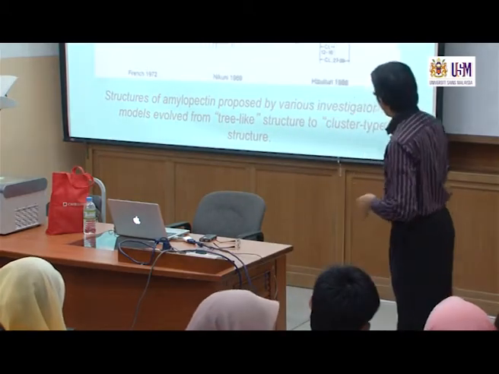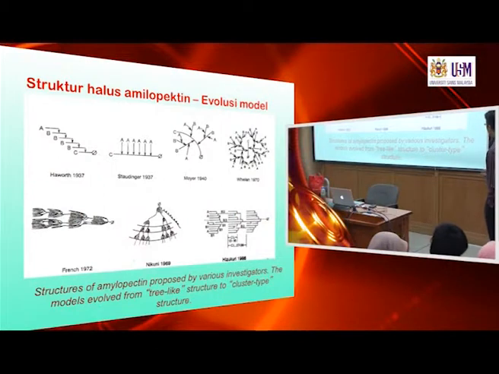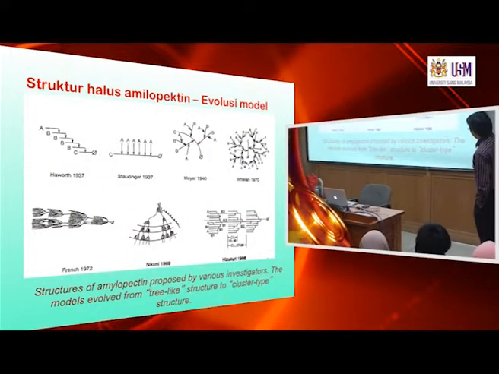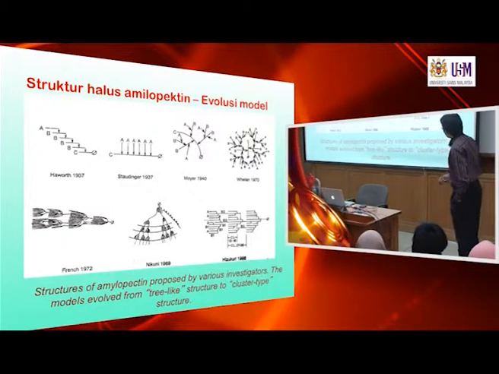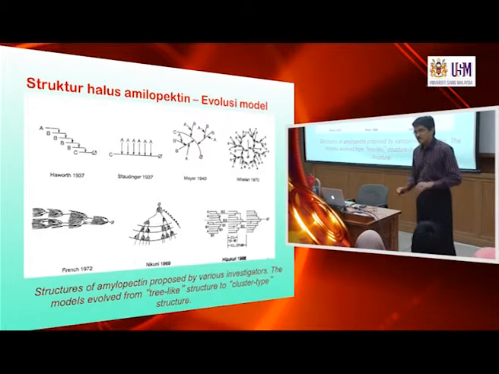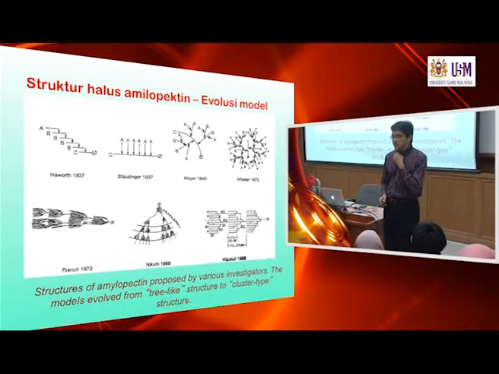And this is a structure of what we call cluster type, tree-like structure, proposed by Hizukuri. So we have C chain, B chain, and so on. Don't worry so much about that. But all you need to understand is this.